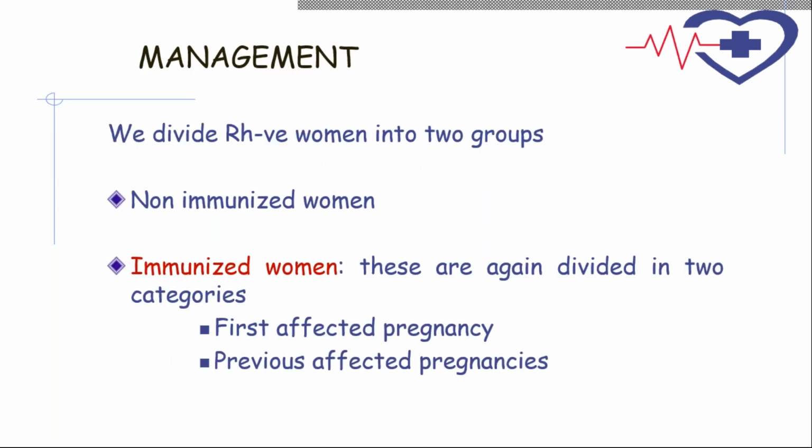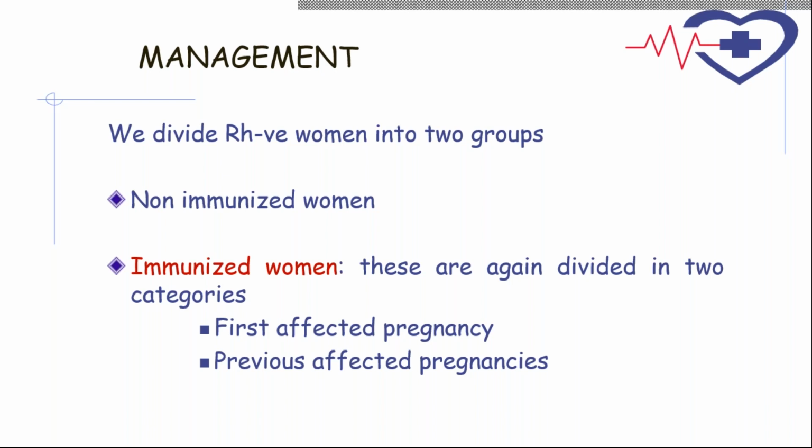Now, starting with the management of any Rh negative woman, we have to classify the Rh negative women into two groups. Either she will be a non-immunized woman or an immunized woman. How will we say that a woman is immunized? As we just discussed, we will do ICT titers, and if it is positive, it means that the woman is immunized. Then immunized women will again be divided into two categories: first, the first affected pregnancy, or second, the previous affected pregnancies. First affected pregnancy means that ICT is positive in this pregnancy.